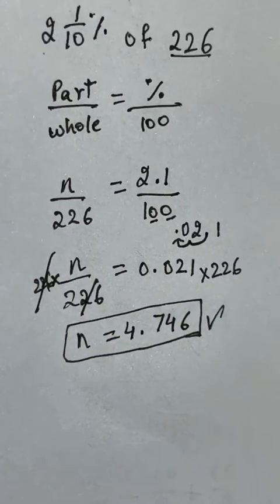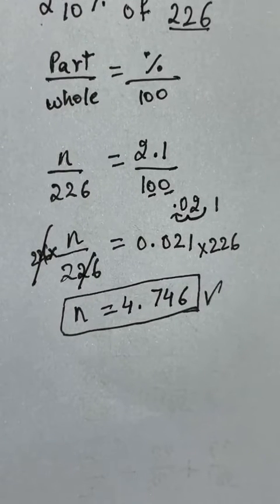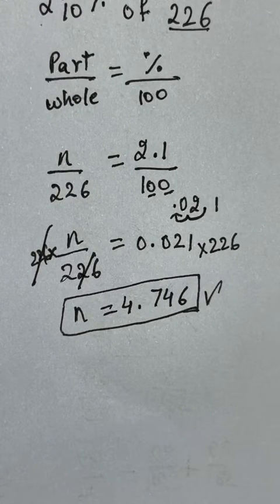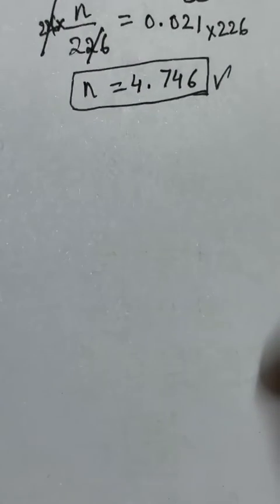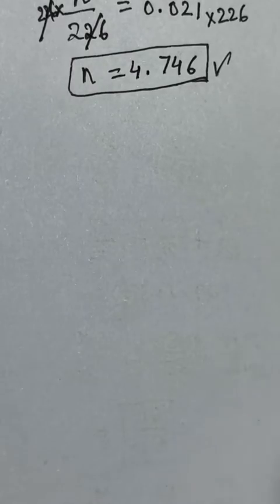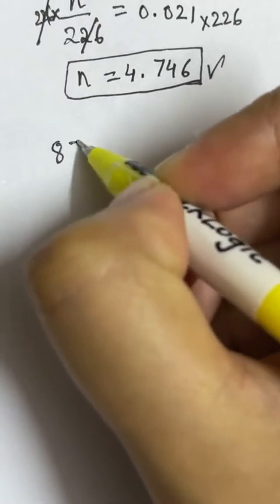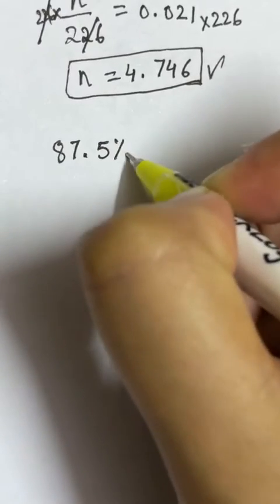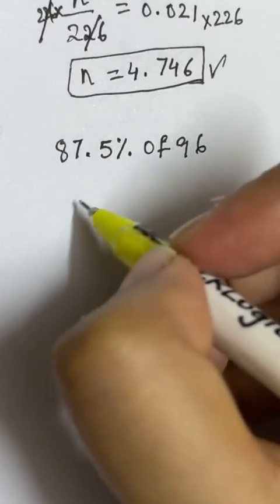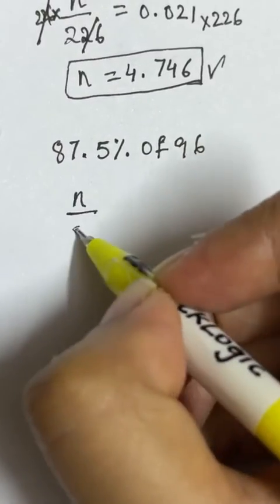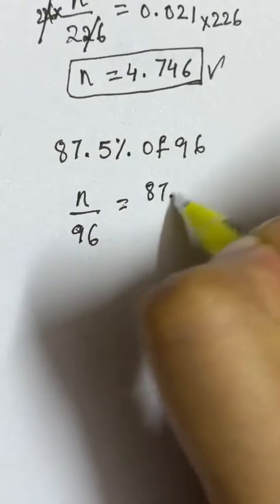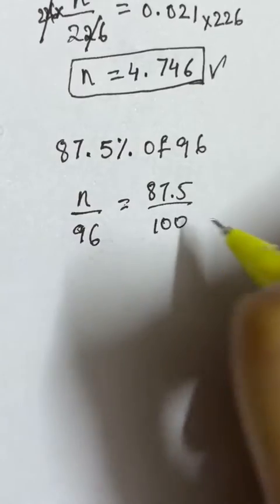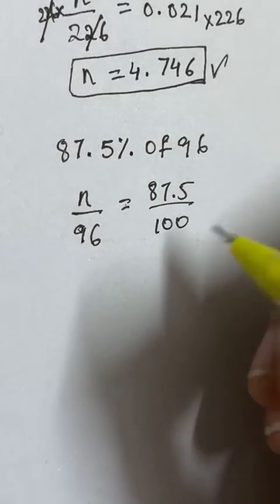Okay, let's try out another example. You can do that by another method also. That was the first method we used for this one. Let's try out 87.5% of 96. So it's part over whole. Whole is 96, is equal to, how much is the percent? 87.5 out of 100.